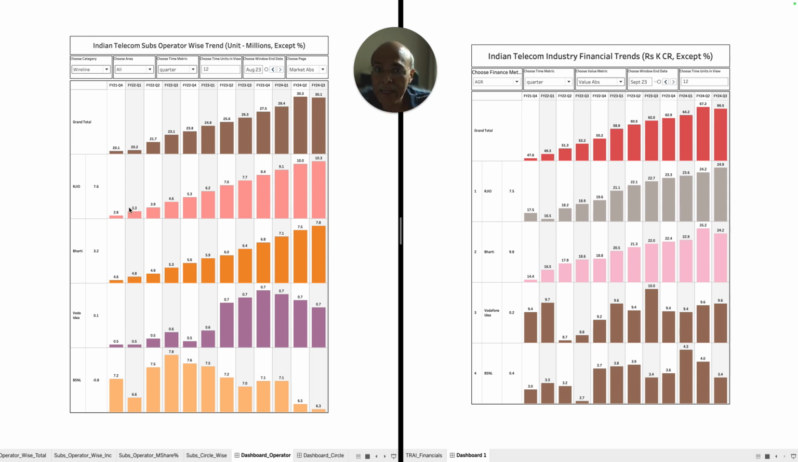Now, who is gaining market share here? If you look at this dashboard, Reliance Jio has gained subscribers from 7.6 million in the first quarter, FY21 Q4, to 10.3 million in FY24 Q3. So look at the focus of Reliance on wireline, because Reliance understands that the wireline or fixed line space is a very important space. Why?